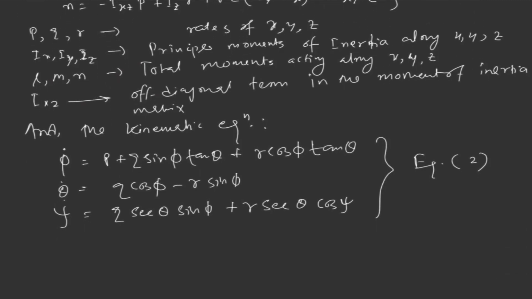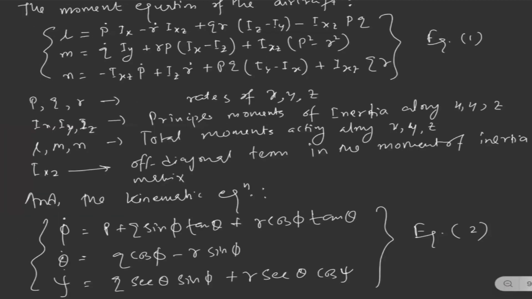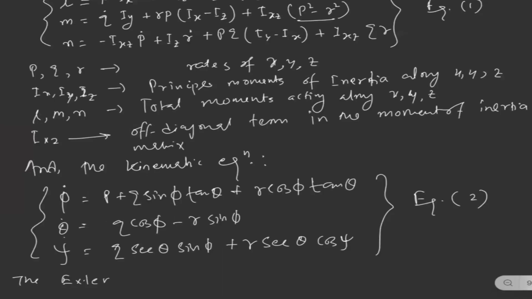So here, as I said, the external moment. Okay, let me say something more on these equations. These equations are highly nonlinear because of the coupling terms that exist. Suppose here the p square, r square, this is the square term or coupling term. And also in the kinematic equation, the q sine phi tan theta and r cos phi tan theta are coupling terms, due to which the system becomes nonlinear. So the system will not follow the principle of superposition.